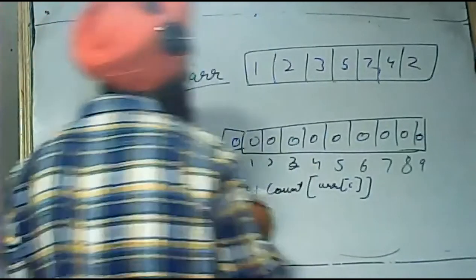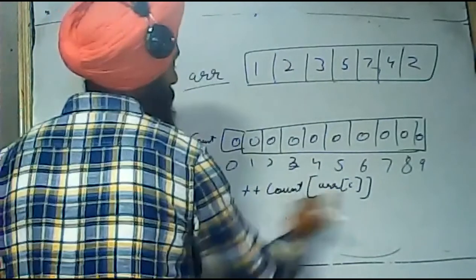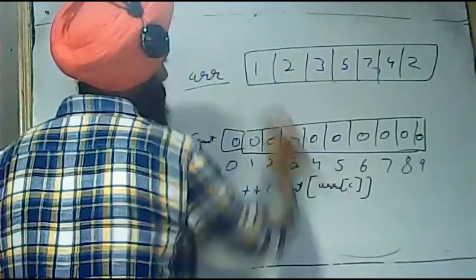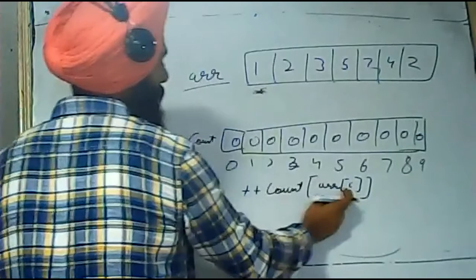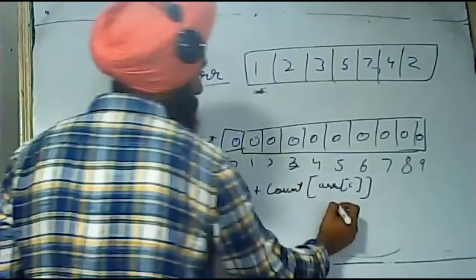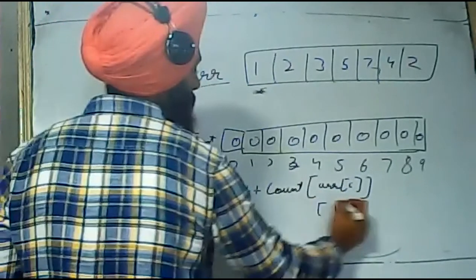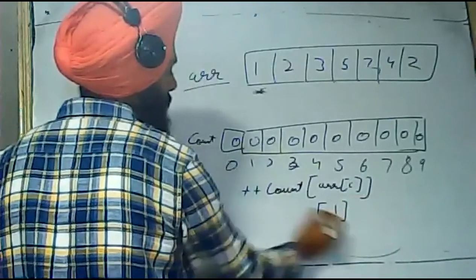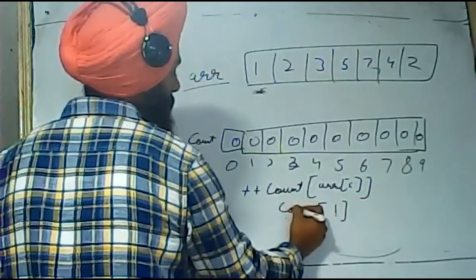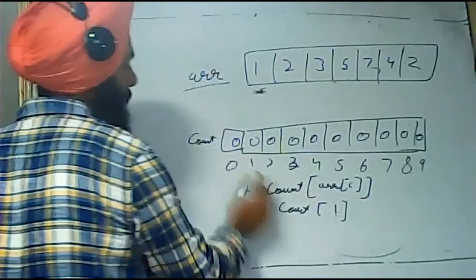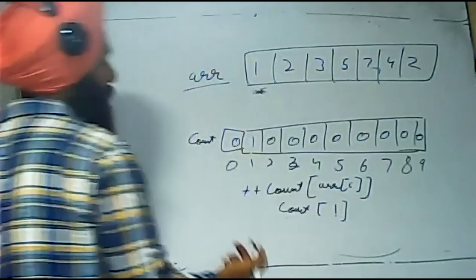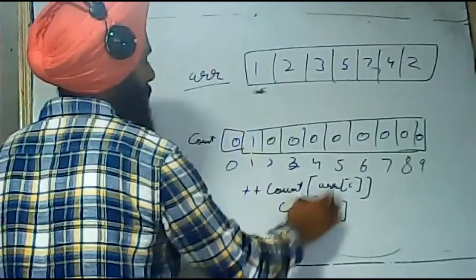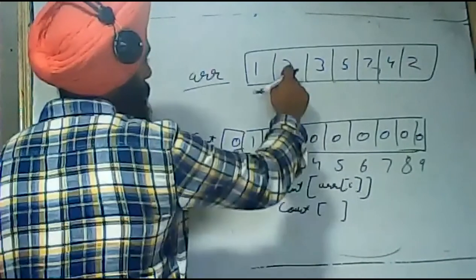So what will happen? We'll apply a loop here from 0 to the number of elements. So let's say A of 0 is what? A of 0 is 1. And now index 1 of count will get incremented. That is 1 here, so 1 will get incremented. That is so simple. If it increments by 1 again, that is 2.